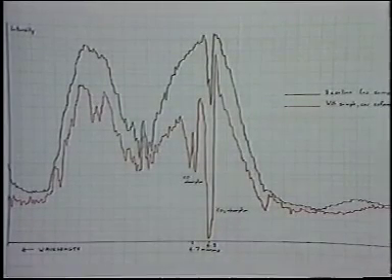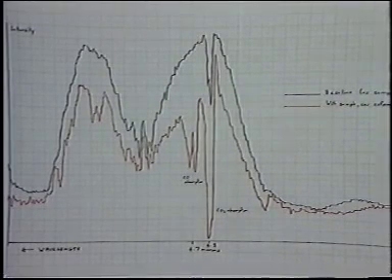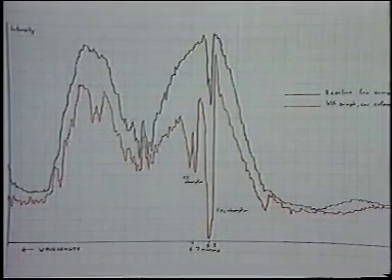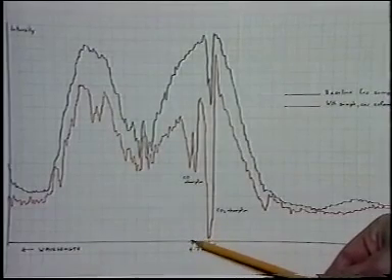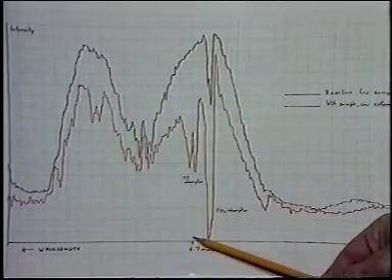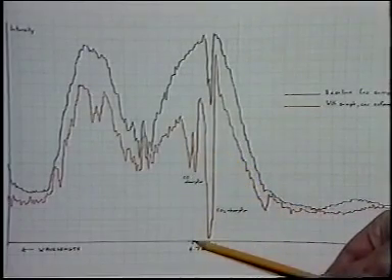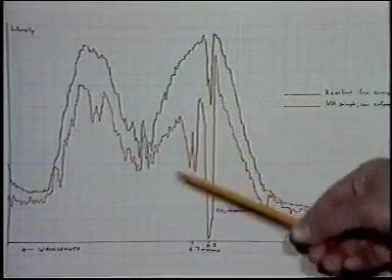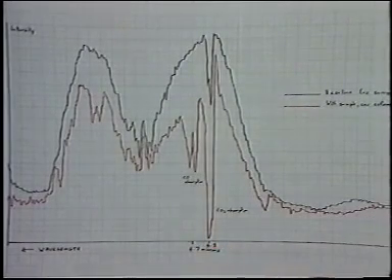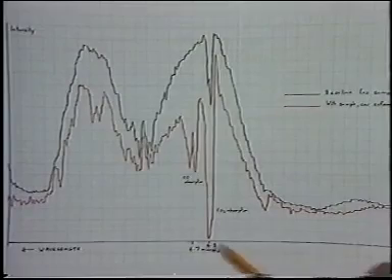Things are made a lot clearer if we take ratios. If at any given wavelength, such as, say, this wavelength here, we measure this height here and divide that by this height, and then we plot that ratio against the wavelength, then we do the same operation at all wavelengths.